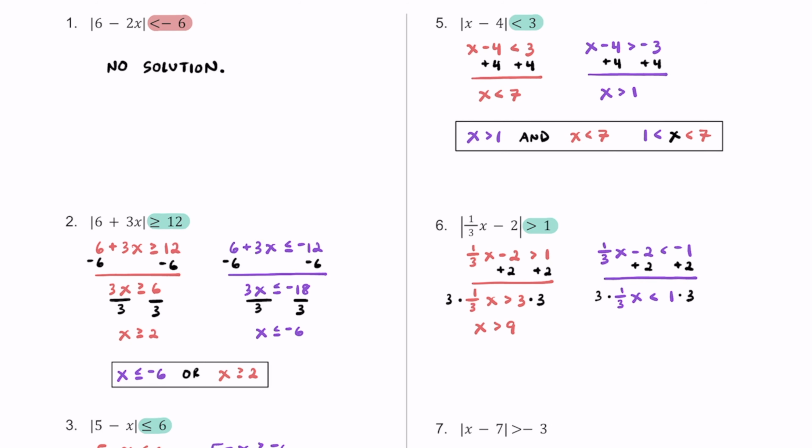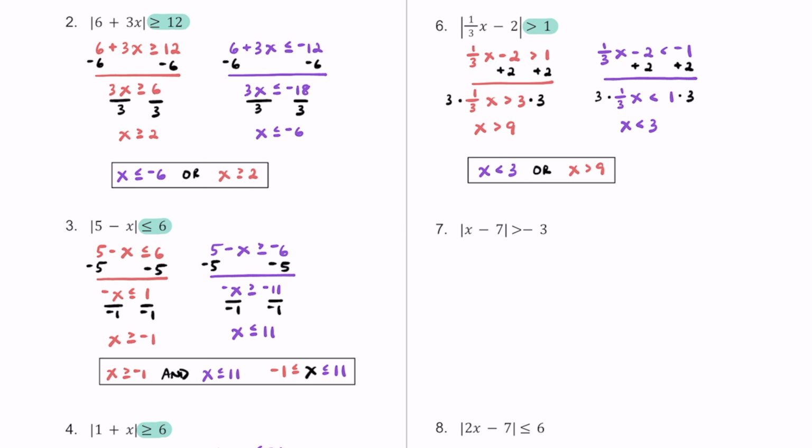3 times 1/3 x is just going to be 1x, or x. And then x is less than, and then 1 times 3 is going to be 3 on the right side. Putting these two pieces together, we could conclude that x would be less than 3 to make this inequality true, or we can say x would be greater than 9. So this would be our answer.